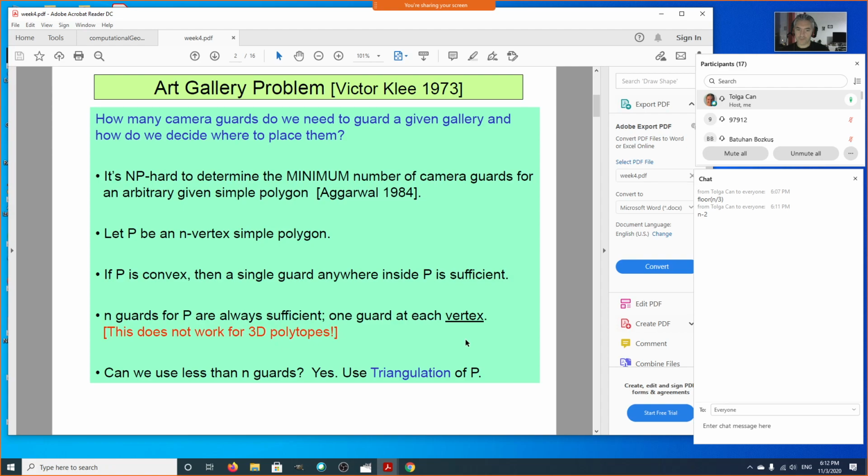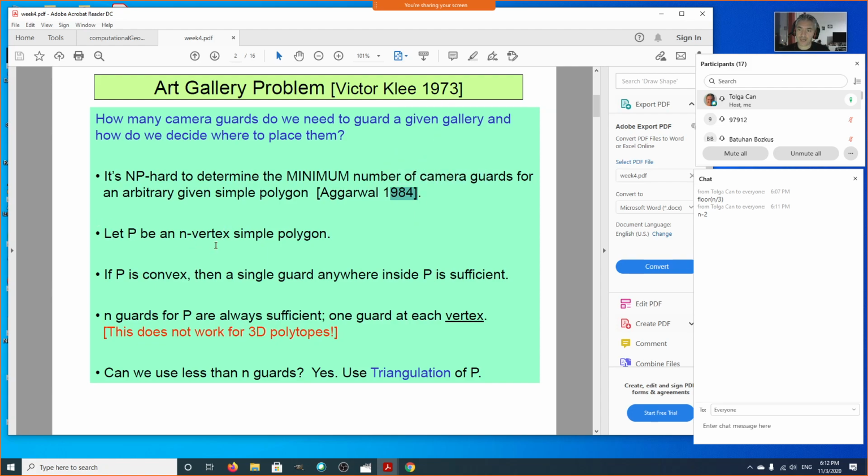So this is actually repeating what I already said, but let's see if I'm missing anything. This problem, the art gallery problem, was first proposed by Victor Klee in 1973. So it's a very old problem. And, as I told you, it's NP-hard to determine the minimum number of camera guards for an arbitrary given simple polygon. This NP-hardness was actually proven 11 years after the problem was stated.